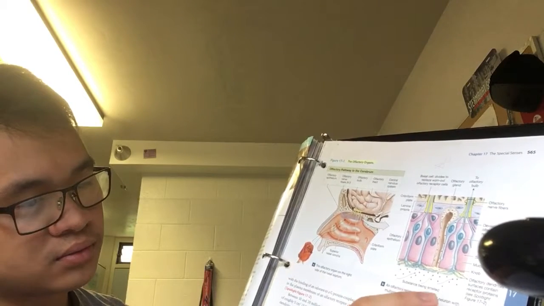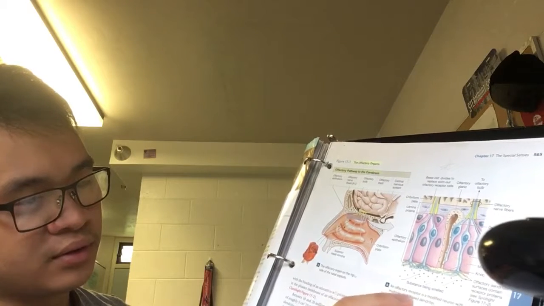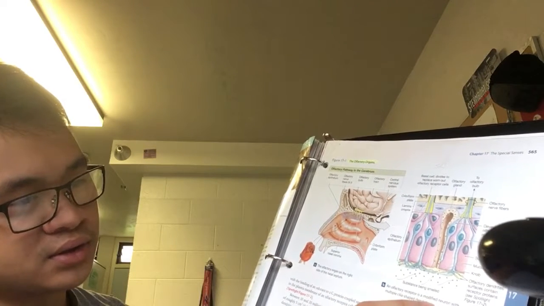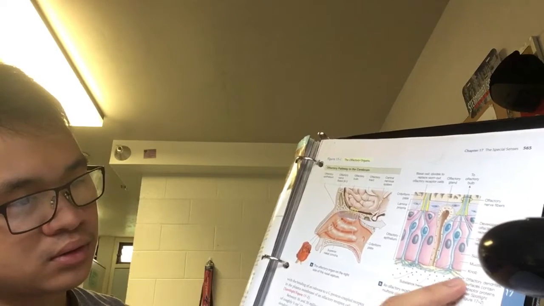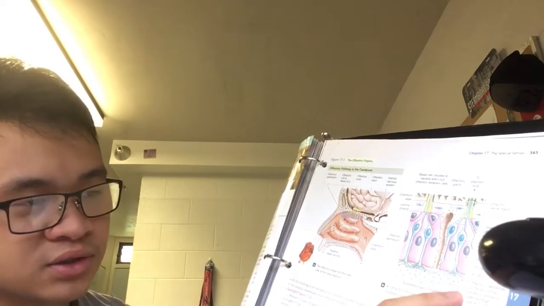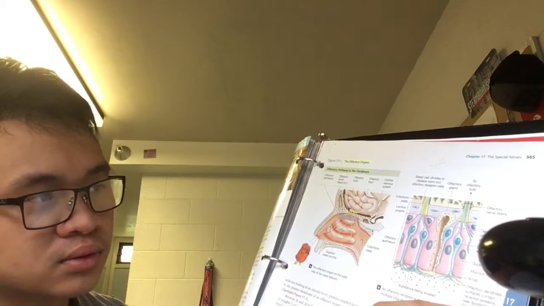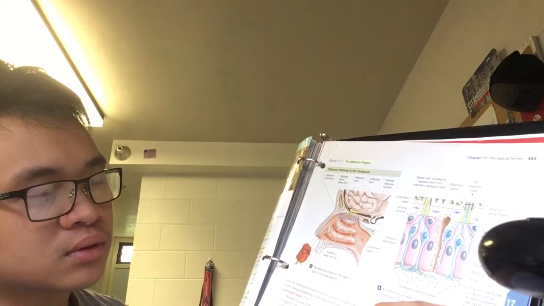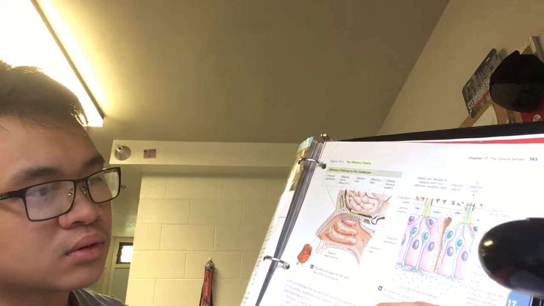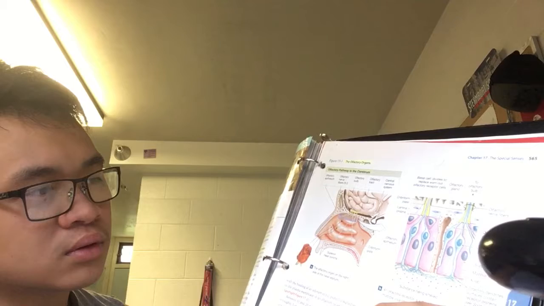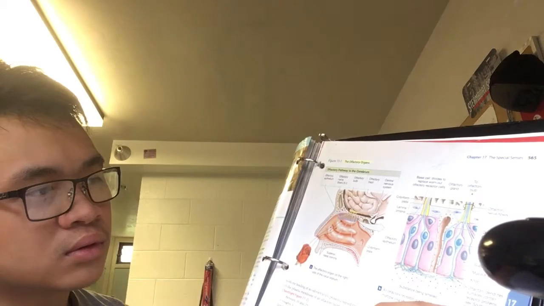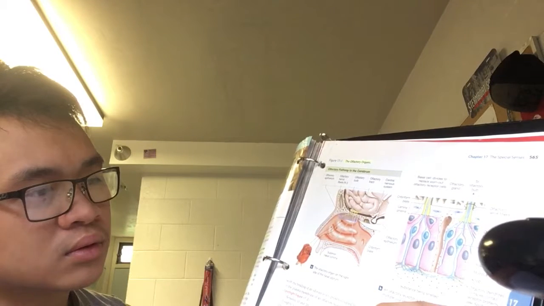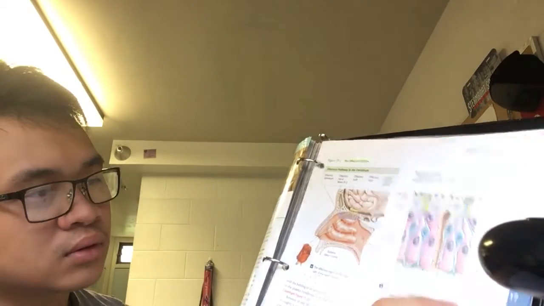Olfactory receptor is a modified neuron with multiple cilia dendrites. So you can see the knob and the dendrites. So, nerve fibers.